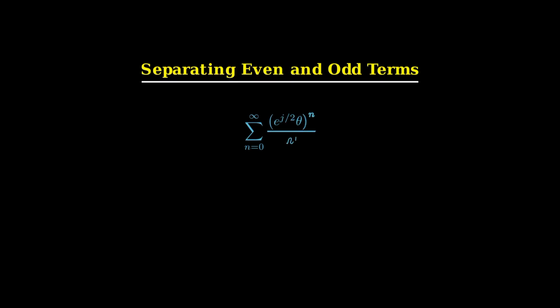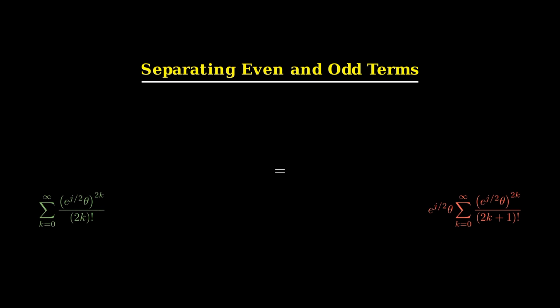Okay, let's organize this series by splitting it into even and odd terms. For even terms, where n equals 2k, we get the sum from k equals 0 to infinity of e to the jk times theta to the 2k over 2k factorial. For odd terms, where n equals 2k plus 1, we pull out an e to the j over 2 and get another sum. This split is going to make things so much clearer.